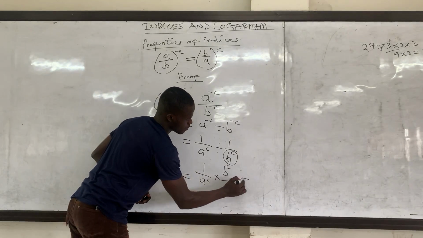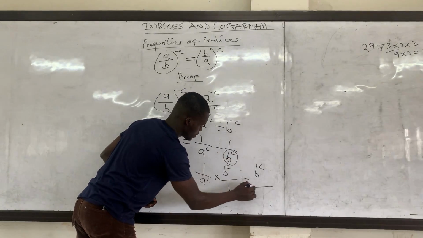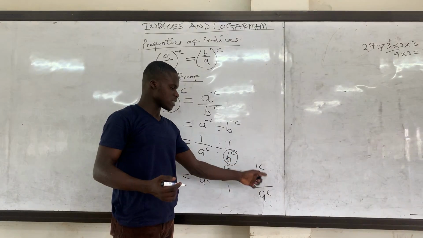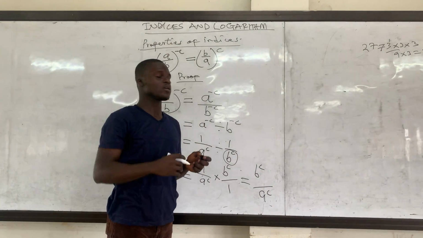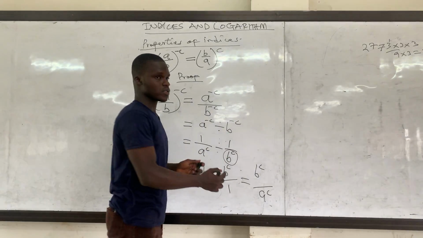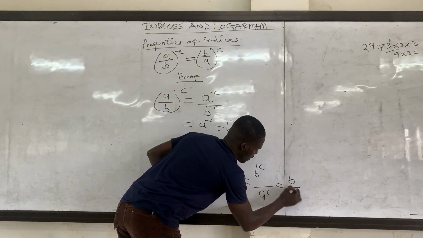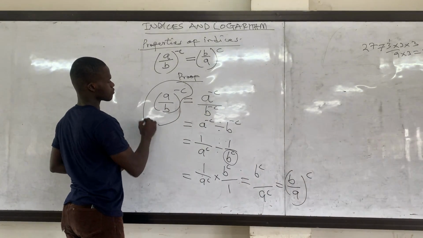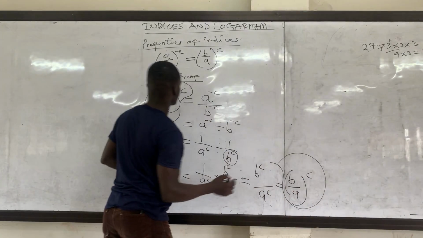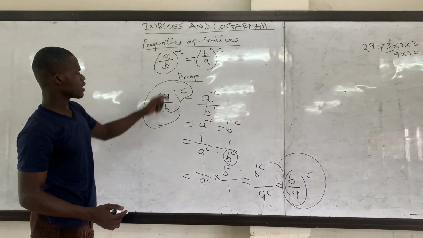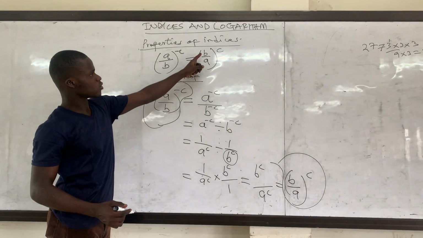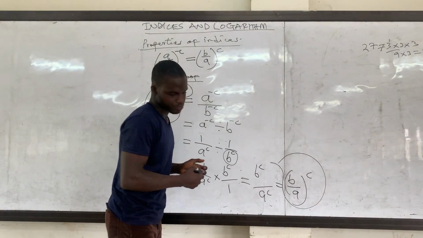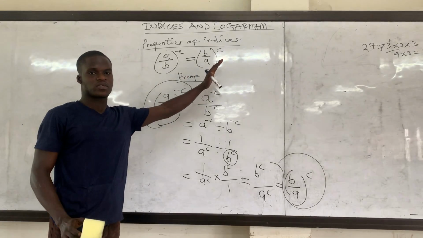So this times that, 1 times b exponent c is b exponent c, a exponent c times 1 is a exponent c. Now, according to indices, since this exponent is the same as this exponent, we can take it out to be an exponent for the whole fraction. So this is going to be b over a, exponent c. So we started solving from here, okay? And then we had this. So you can see that it is true that a over b exponent negative c, which is this, is actually equal to b over a exponent c, as proved from here. Okay, good. So this is actually a proof for this.